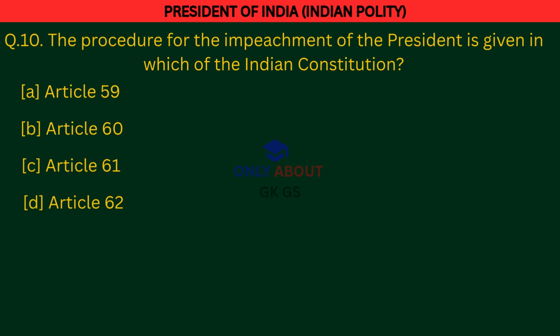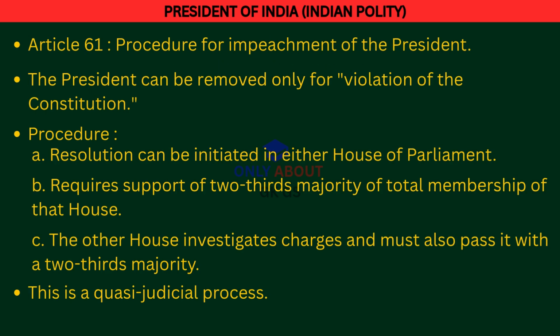The procedure for the impeachment of the President is given in which article of the Indian Constitution? Correct answer, Article 61. Article 61 covers the procedure for impeachment of the President. The President can be removed only for violation of the Constitution.